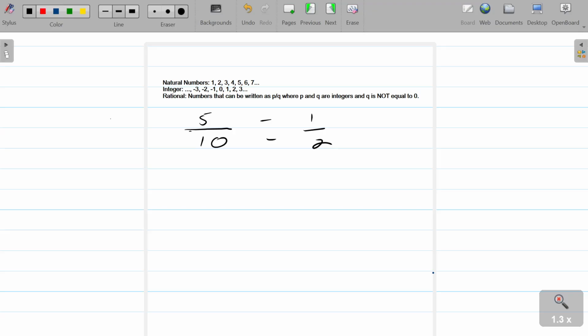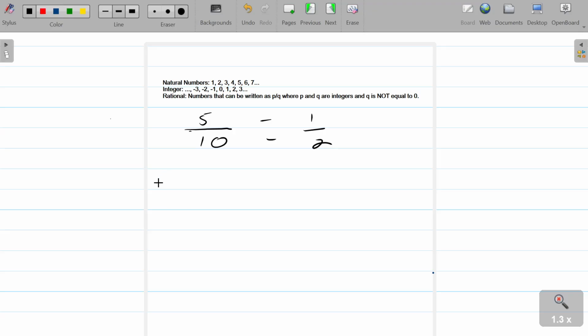Very important. So any number that you can write as a fraction, with a numerator and a denominator, where both the numerator and the denominator are integers, is going to be classified as a rational number.